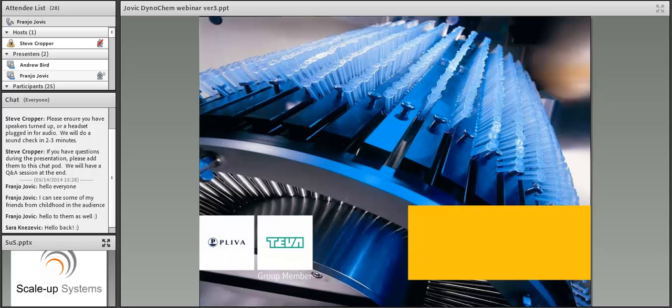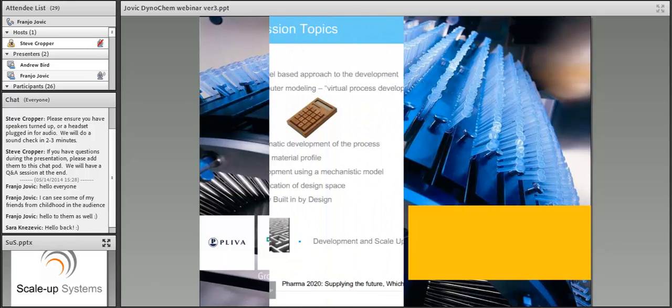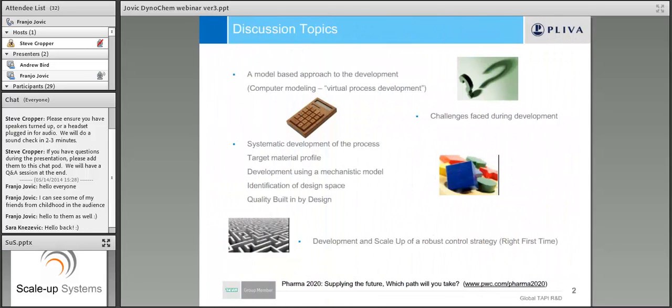So I will speak today about process development using DynoChem. I focused on a particular step, the hydrogenation step. So discussion topics today: I will say something about a model-based approach to process development. We can basically look at DynoChem as a big calculator.